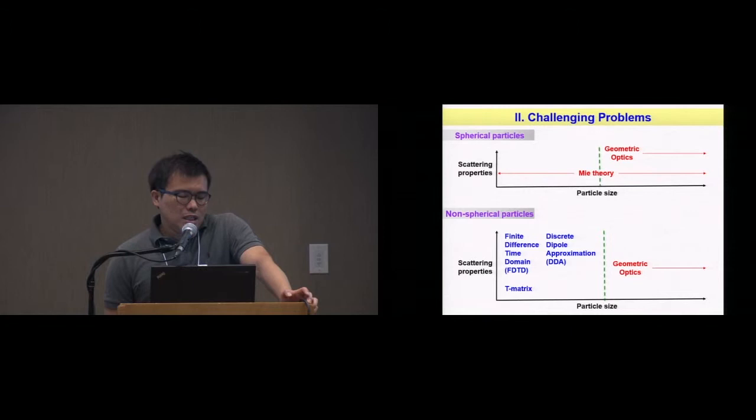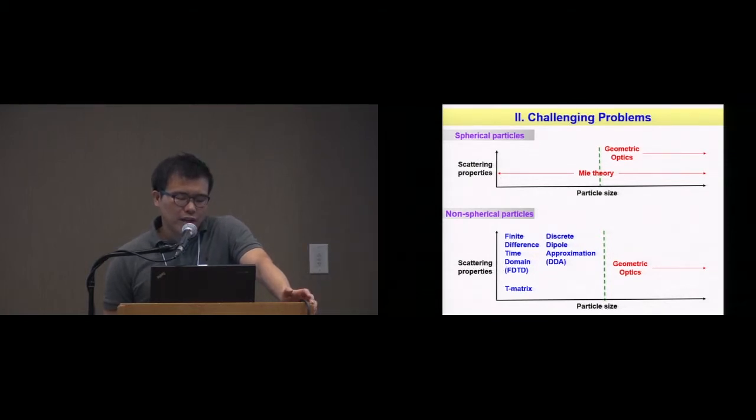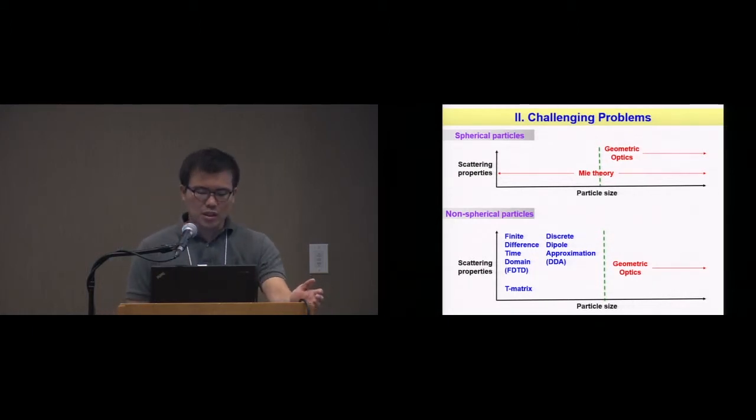So for non-spherical particles, we can no longer use the Mie theory, but we can use the geometric optics method for large particles. For small particles, geometric optics method doesn't work. And then for these small non-spherical particles, we need exact solutions such as T-matrix and FDTD and DDA method.